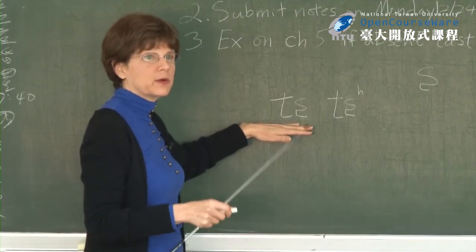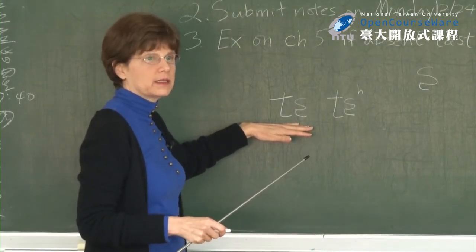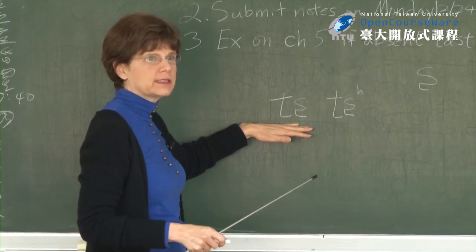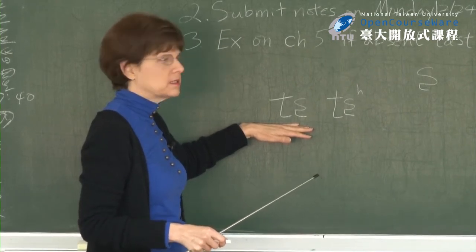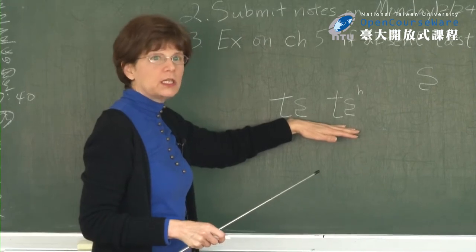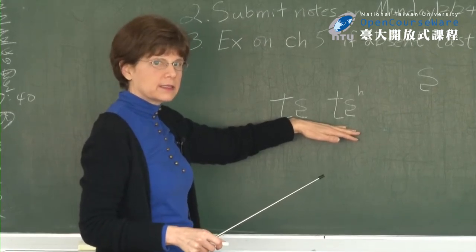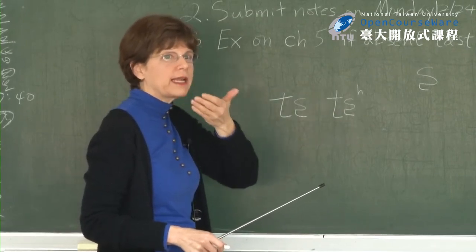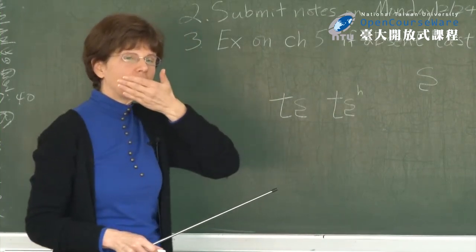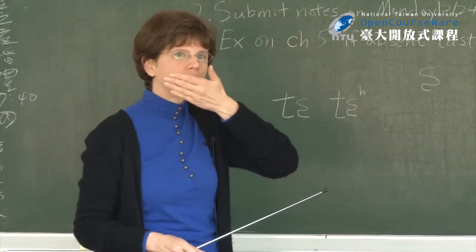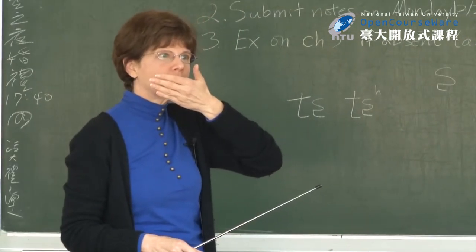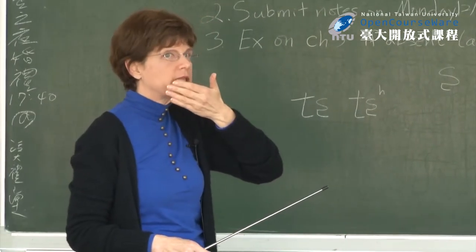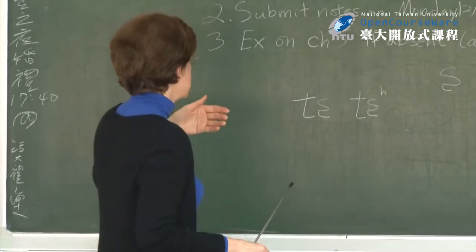所以知道的知,吃饭的吃,知道的知不是voiced,它是voiceless, unaspirated. 知道的知 is voiceless, unaspirated. 吃饭的吃 is voiceless, what? Aspirated, 送气. 吃, you got a lot of air coming out there. So say 知 and then say 吃, 知, 吃, 知, 吃. Can you feel more air for 吃? That one's aspirated. Everything else is the same.